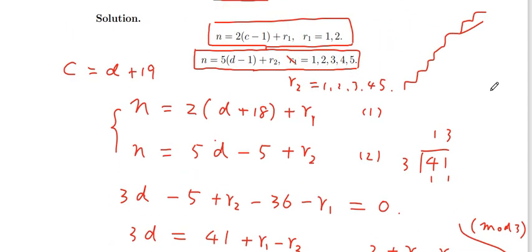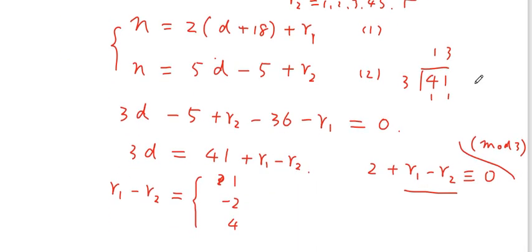R1 minus R2, not positive, could it be negative 4? Yeah, negative 4, 2 minus 4. Oh, negative 4 maybe does not work.